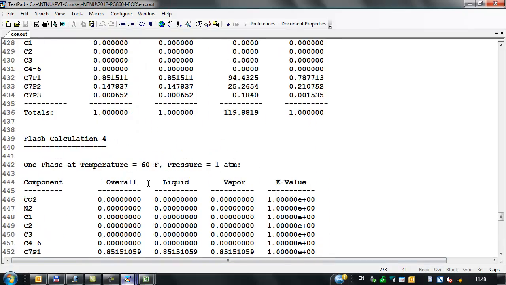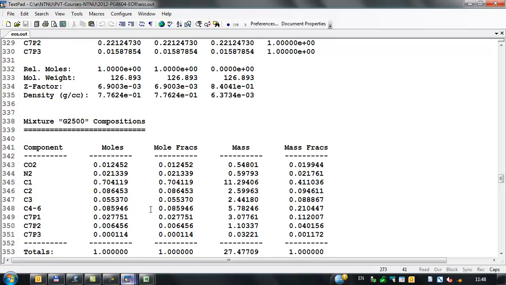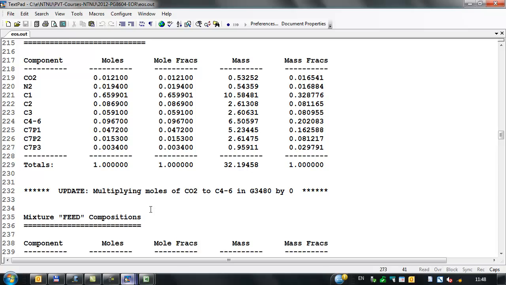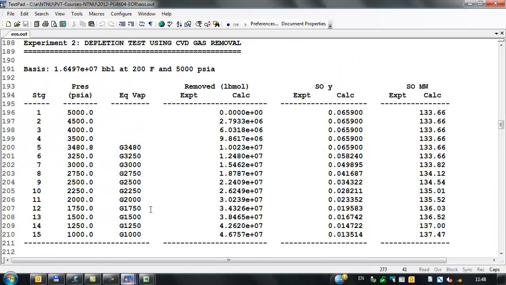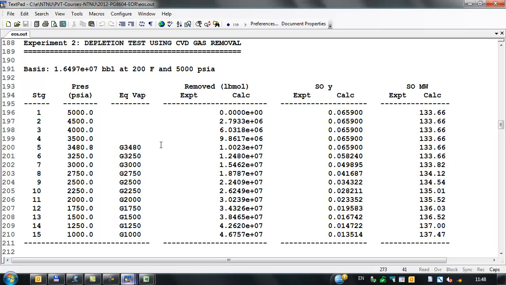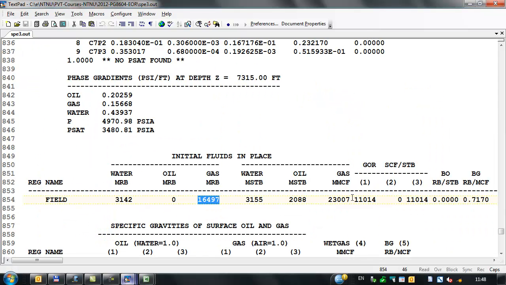Okay, so now the question is, if we take this first mixture and see the CVD test here, can we get the same kind of cumulative gas produced at the dew point? I mean, first we have to get the same GOR from the two. So the GOR from the simulator is 11,014, right?